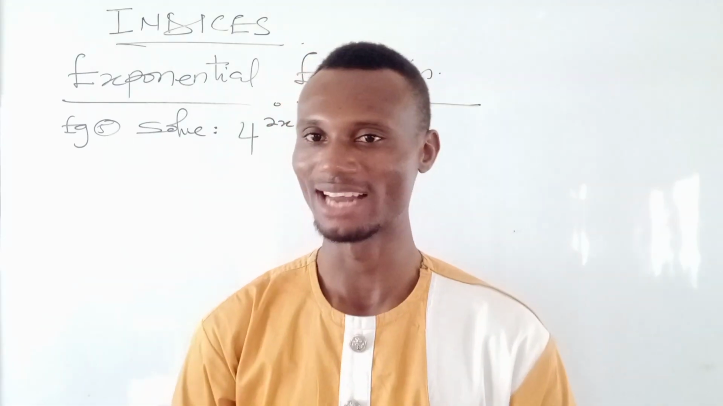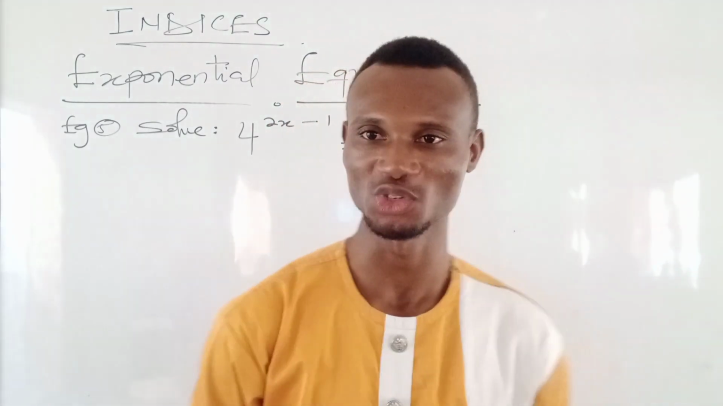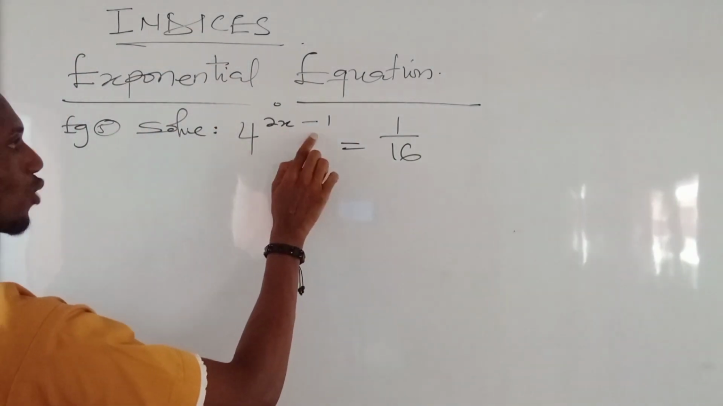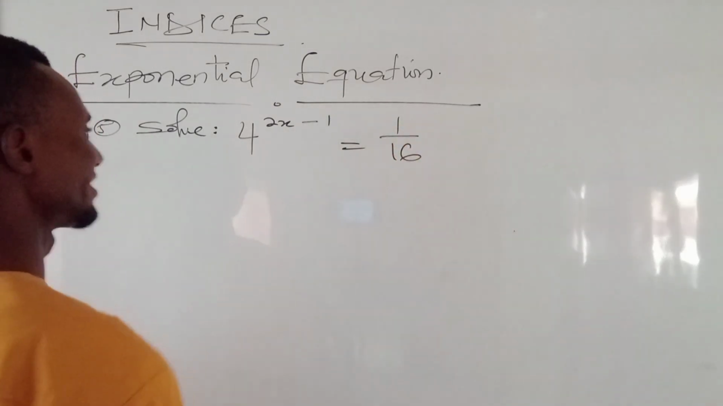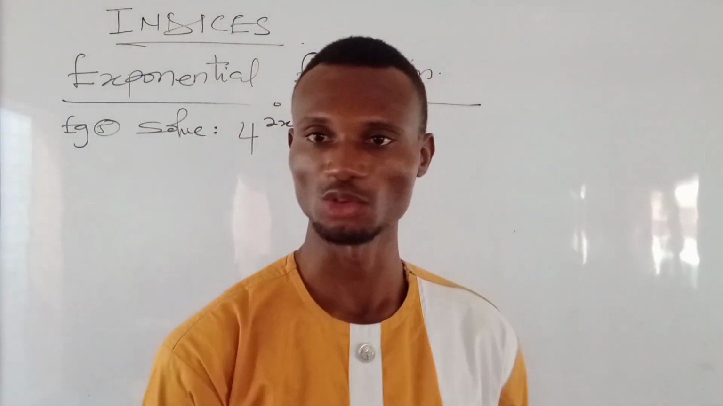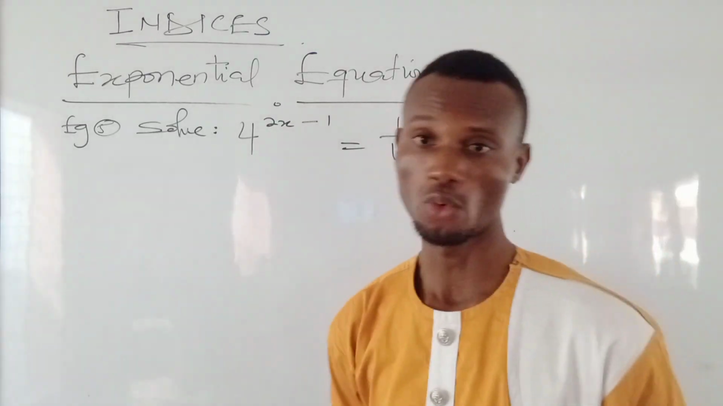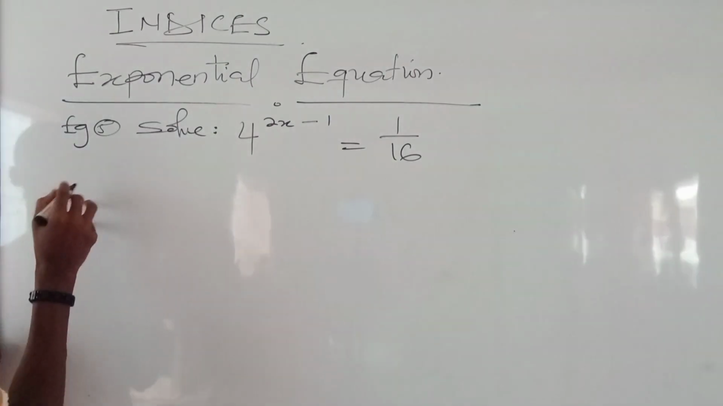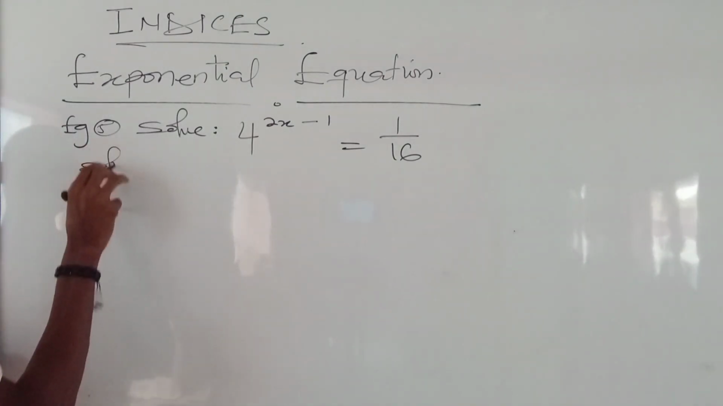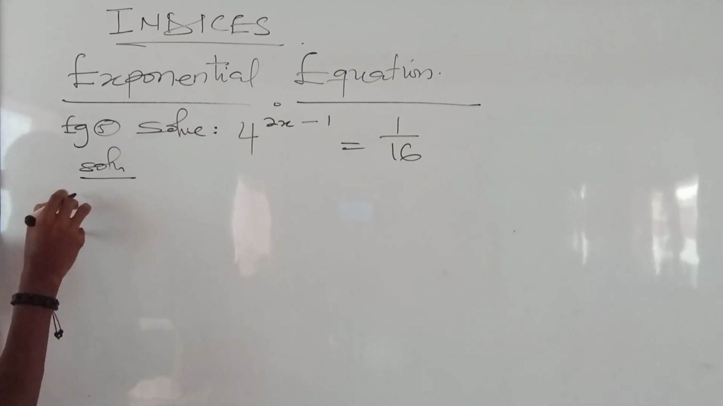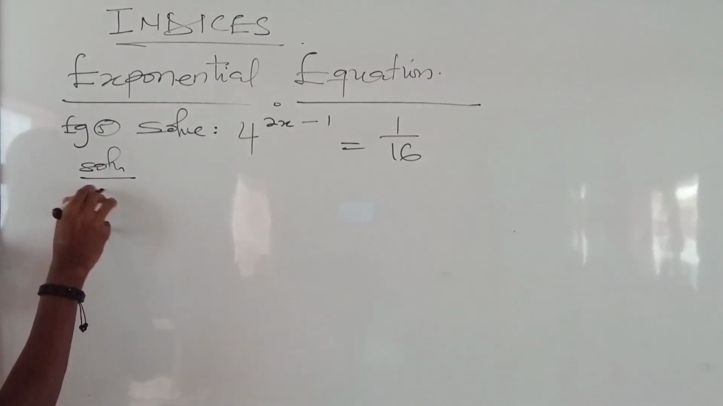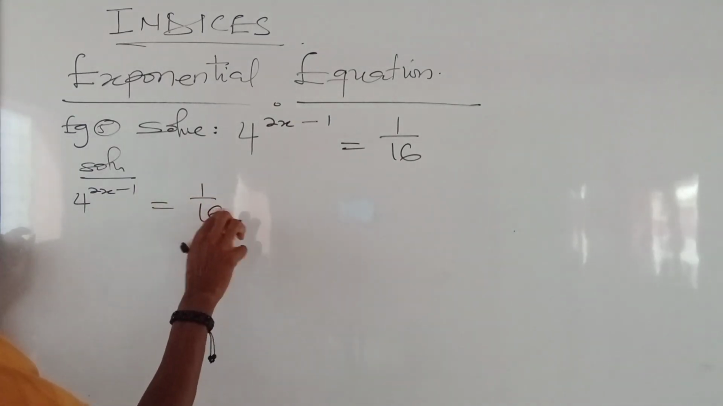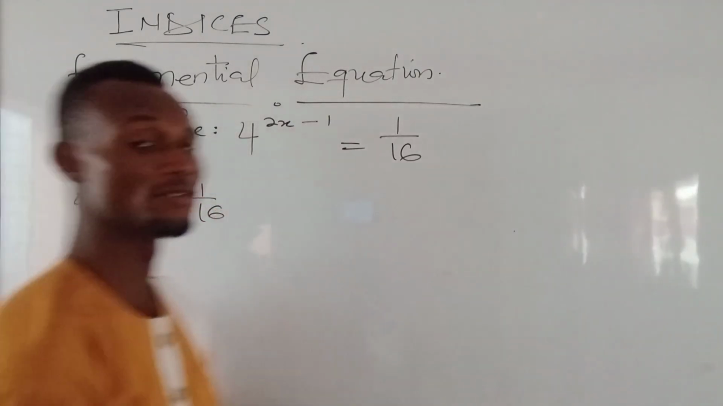Let's go ahead and handle the example 5 that I have on the board. So example 5, it says solve 4 to the power 2s minus 1 equals to 1 over 16. So we are to solve for the value of s in this exponential equation. So let me write my solution and let's go ahead and do it together. So I have my solution here. So I have 4 to the power 2s minus 1 equals to 1 over 16. So we are solving for s.